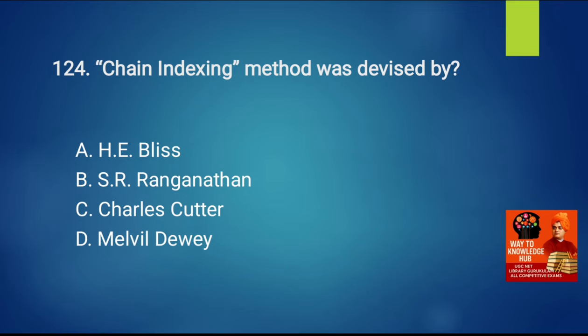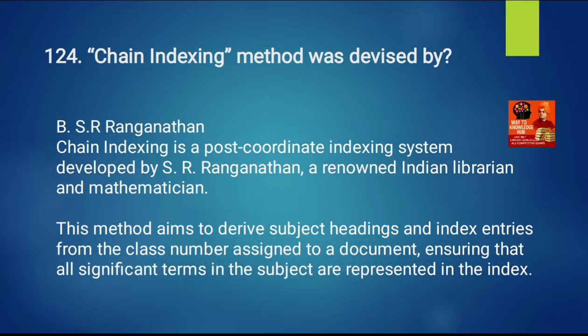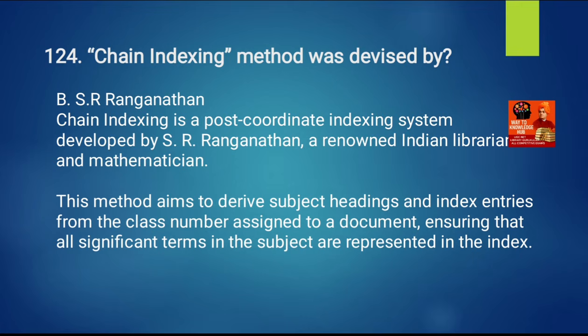Question number 124. Chain indexing method was devised by option A H.E. Bliss, option B S.R. Ranganathan, option C Charles Cutter, option D Melvil Dewey. The answer is option B, S.R. Ranganathan. Chain indexing is a post-coordinate indexing system developed by S.R. Ranganathan, a renowned Indian librarian and mathematician. This method aims to derive subject headings and index entries from the class number assigned to a document, ensuring that all significant terms in the subject are represented in the index.